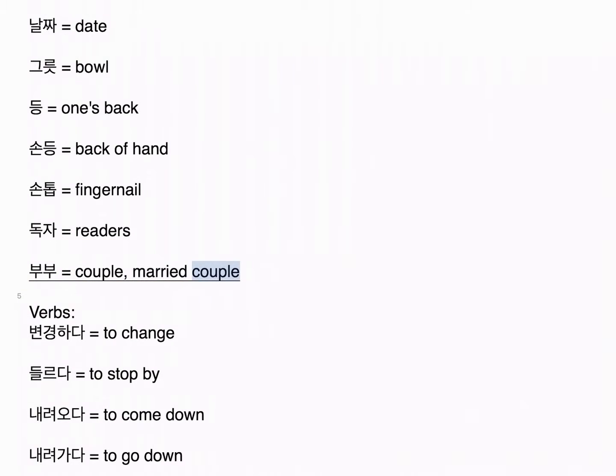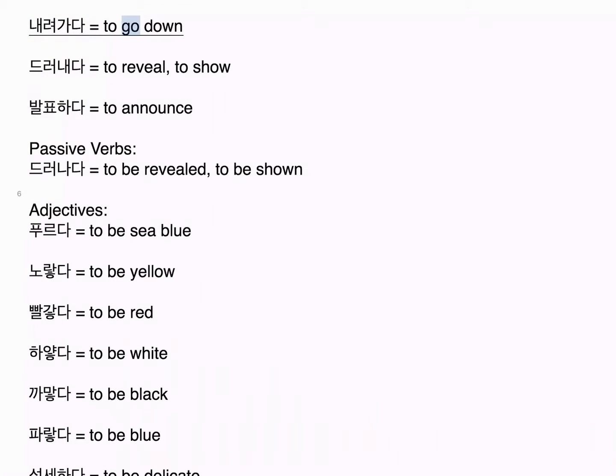Verbs. 변경하다, to change. 들르다, to stop by. 내려오다, to come down. 내려가다, to go down. 드러내다, to reveal, to show. 발표하다, to announce. Passive verbs. 드러나다, to be revealed, to be shown.